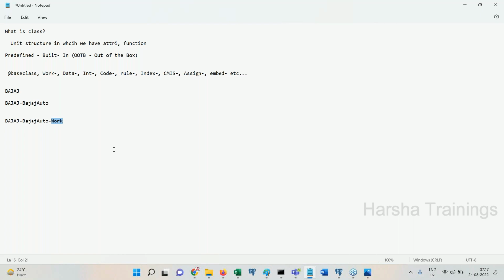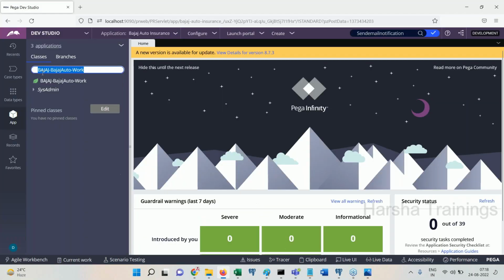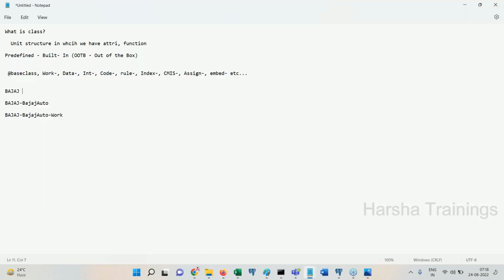Is it only these 3 classes that got created? No, many other classes are created, but our focus for the next 10 days will be only on these 3 classes. We are going to access any of these 3 classes going forward for the next 1 week to 10 days. What is the topmost class? The topmost class is Bajaj. The name of the topmost class is similar to the name of the organization, so we call this the organization class.